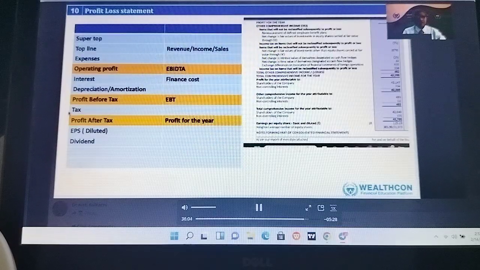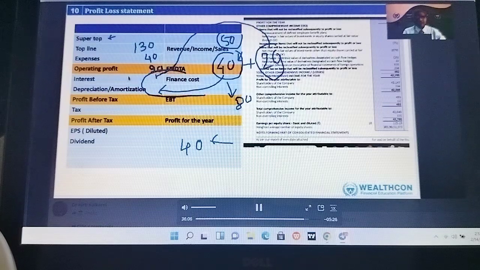So what was the calculation? 90 rupees. Interest paid 10 rupees. Depreciation 10 rupees. How much is the profit before tax? 70 rupees. See, if you don't understand when I'm speaking, we will provide you a recording.